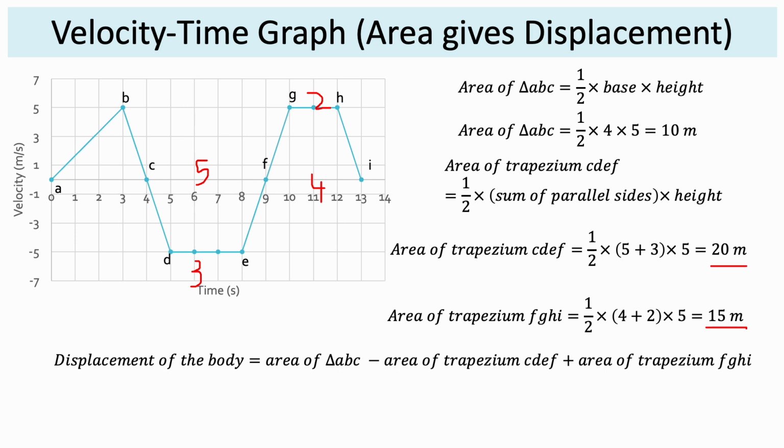Now displacement of the body is area of triangle ABC minus area of trapezium CDEF. It is below the time axis. Plus area of trapezium FGHI. So substitute the values. Area of triangle ABC is 10. Area of trapezium CDEF is 20. So 10 minus 20 plus area of trapezium FGHI, which is 15. So the displacement of the body is 5 meters.